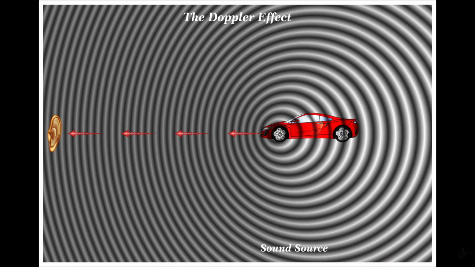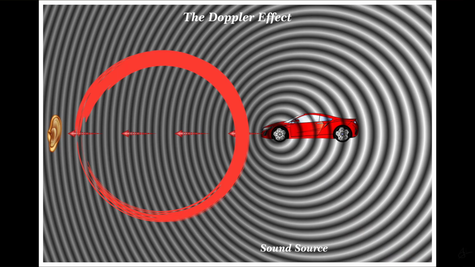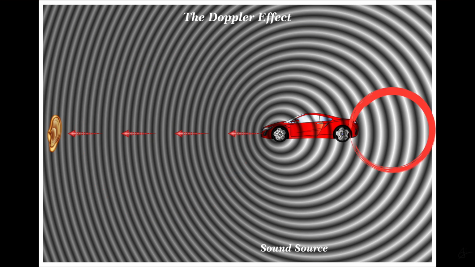So as the car approaches, the pitch changes, not because the horn is changing, but because as I move towards you, the sound waves bunch up, the wavelength gets smaller, and the frequency or pitch gets higher. And as I move away, the sound waves get further apart, lengthening that wavelength and causing the pitch to get lower.